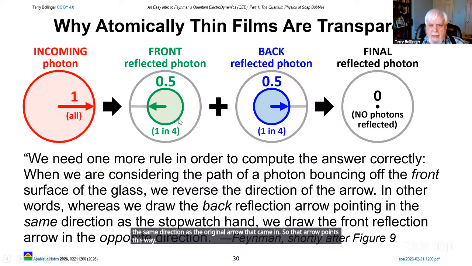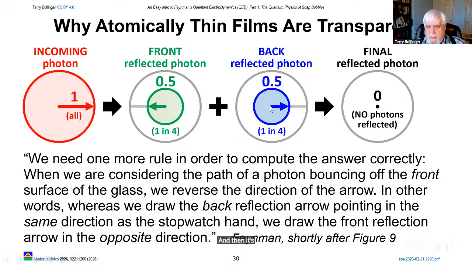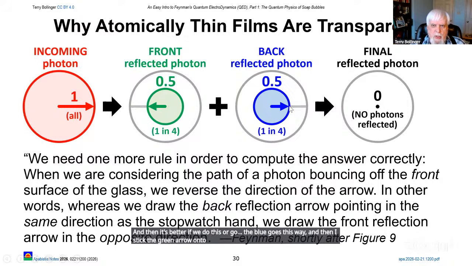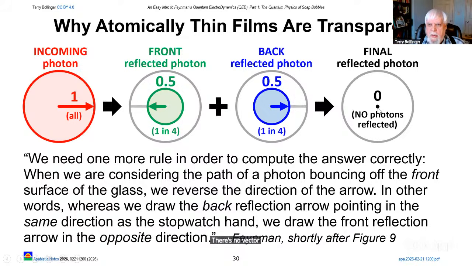Okay, well, now look at this. If I take this arrow, the green one, and I stick it over here, so green goes this way, and then it's better if we do this. The blue goes this way, and then I stick the green arrow onto the other way. It doesn't matter which order you do it in this case. You come out with 0. There's no vector. They cancel each other out.